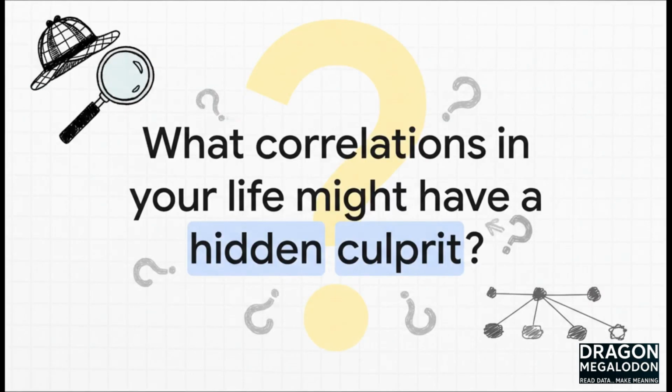So I'll leave you with a final question to investigate on your own. The next time you see a headline that says, "Study shows X causes Y," I want you to put on your detective hat. Think about the patterns you see in your own life. What lurking variables might be hiding right there in plain sight?